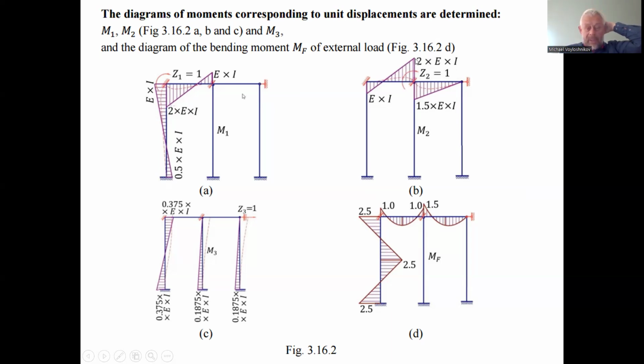So we have the magnitude here on the left, 2 product by E, elasticity modulus, and by I, the moment of inertia of the transverse section of this horizontal beam. And for the right one, we have 1.5 product by E by I, the moment of inertia. This is the characteristic of the rigidity of this one rod. So we have the displacement units.